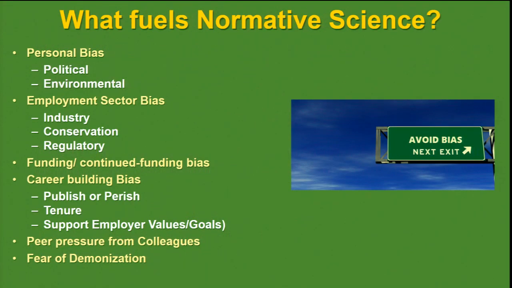So what fuels some of this normative science? There's personal bias that could be political in nature, or how you view the environment, whether you view it as something to be used or something to be protected. And it shows up in every sector. It's not limited to one sector.